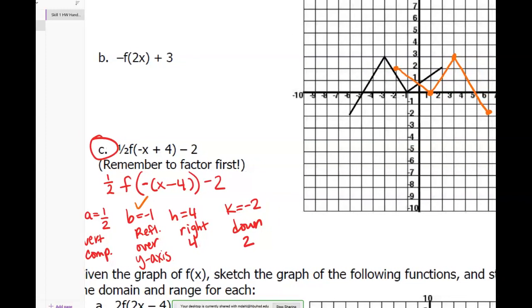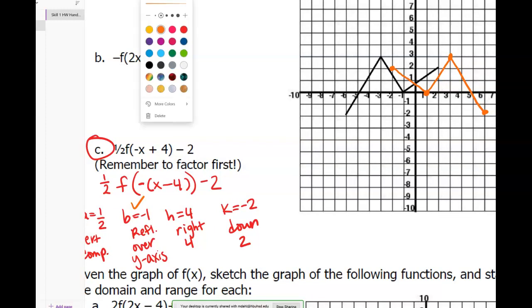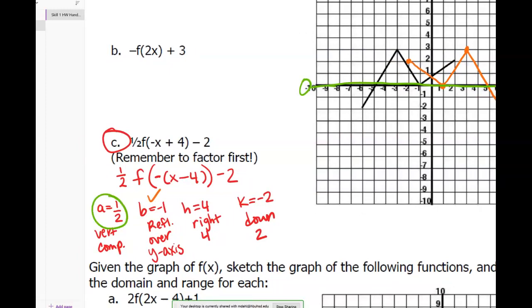The next thing I'm gonna do is this vertical compression. So I'm gonna change the color again to something different, just green. I'm now gonna take all the points in orange. The graph in black, the original graph, doesn't matter to me anymore. I've done a reflection. I'm now gonna do a vertical compression. Remember that vertically, this is your 0. When you're vertically compressing, you're moving everything back closer to 0, a certain factor of its current distance. Because ours is a 1/2, we want everything to be half the distance that it once was from 0.